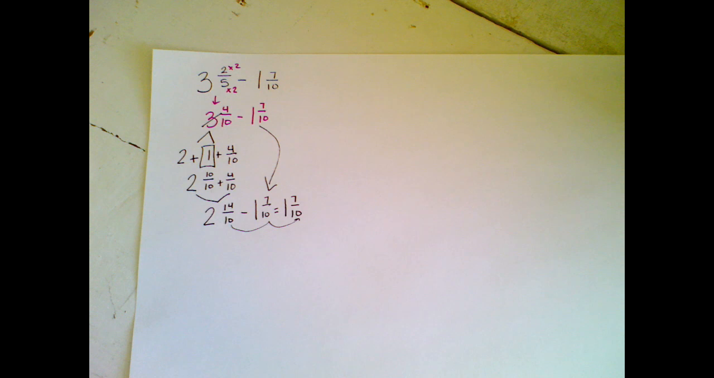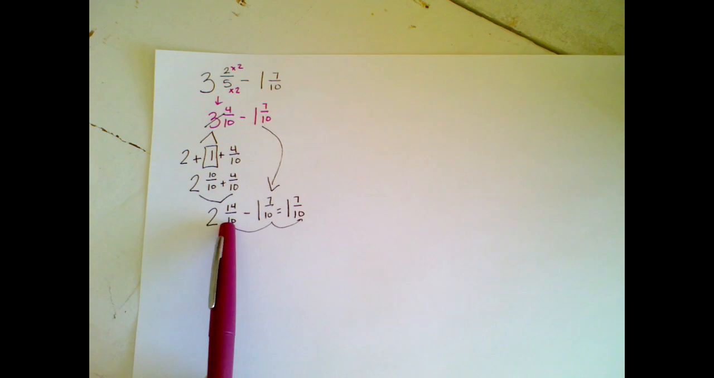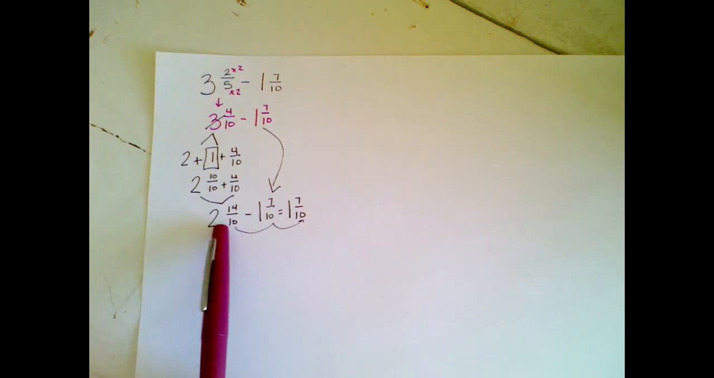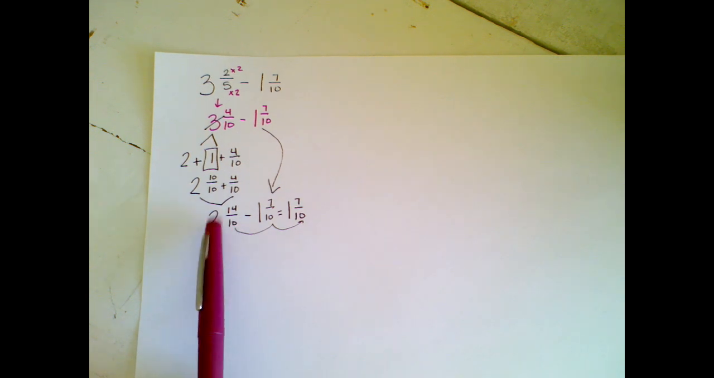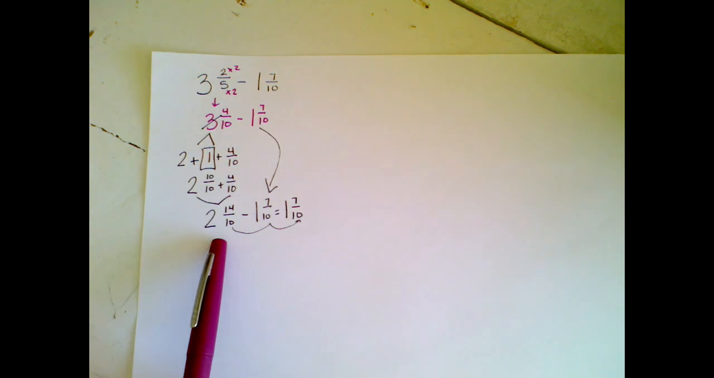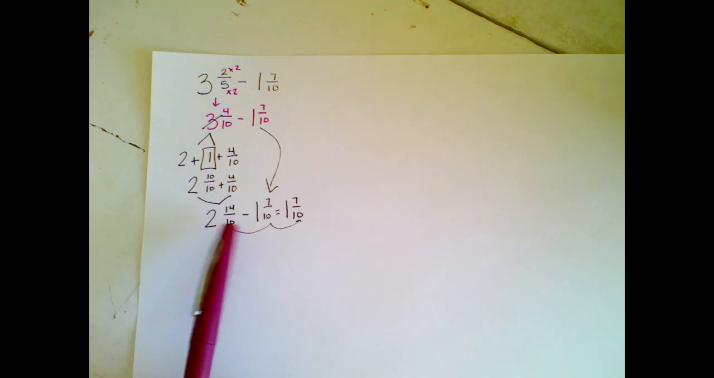So 2 14/10. Now when you look here, you see 14/10, that's an improper fraction, right? So that's more than 1, which is why the value stays the same. I could take a group of 10 to make a 3 and I'd have 4 left over. I'd come right back to this fraction. That's why it's equivalent. So now I have a numerator big enough to take from. 2 14/10 minus 1 7/10 is 1 7/10.